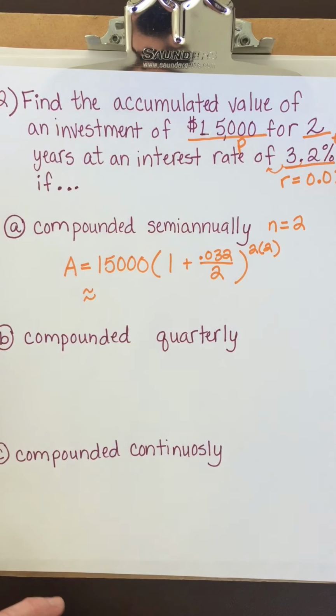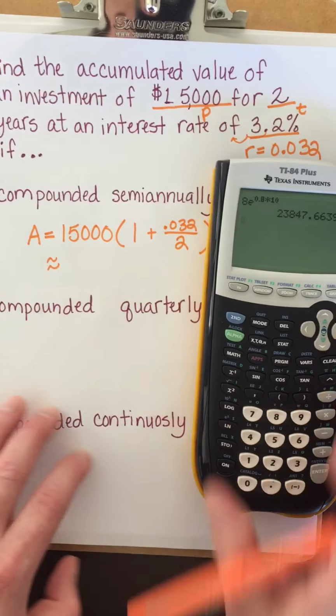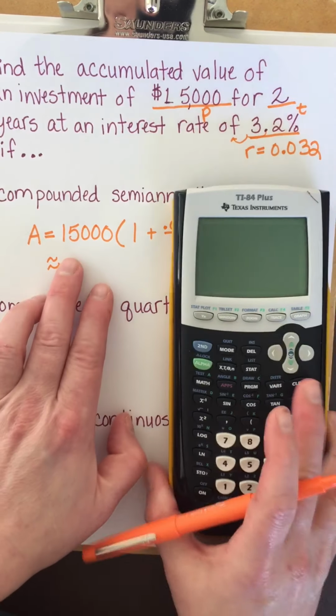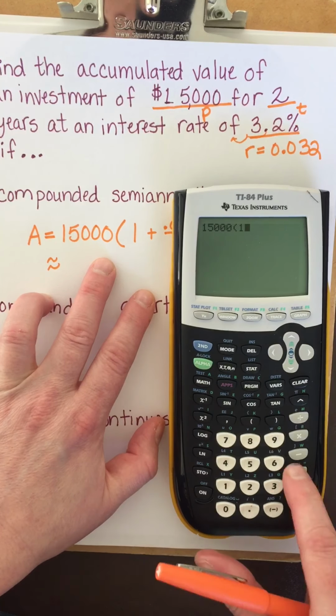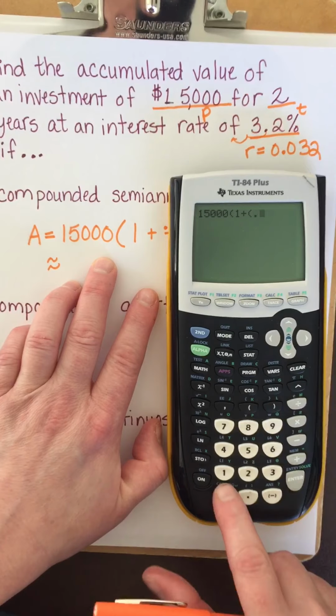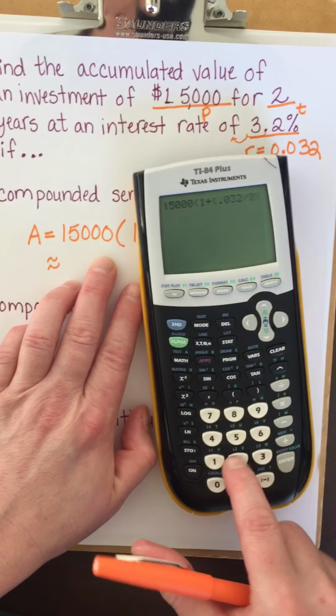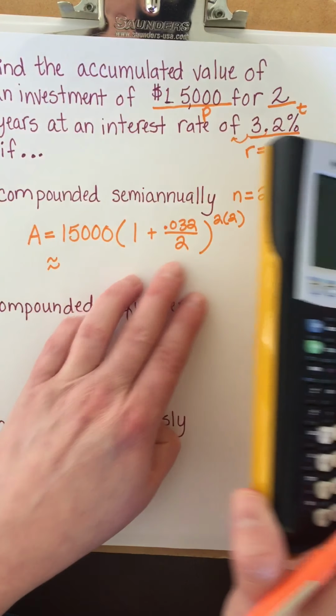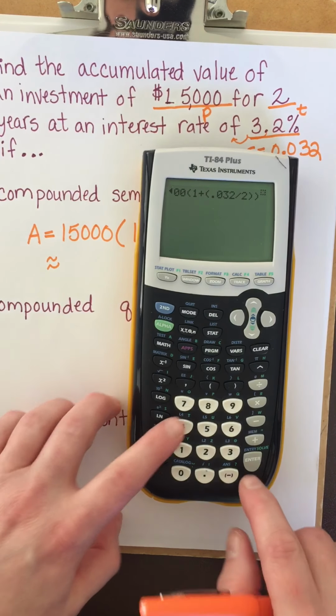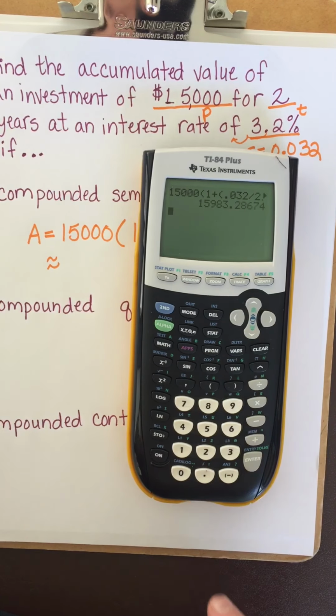So let's put this in the calculator. Clear that out. 1 plus 0.032 divided by 2. And you could simplify that before you did this if you wanted to. Raised to the, let's just go ahead, and 2 times 2 is 4. We can make that leap.